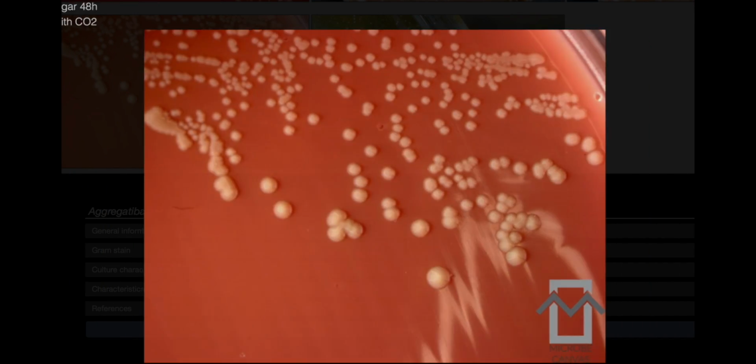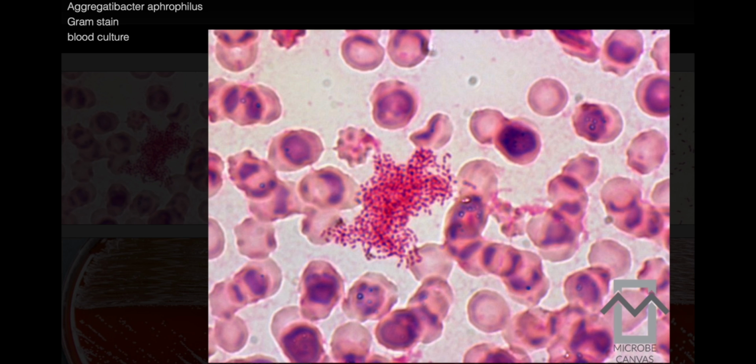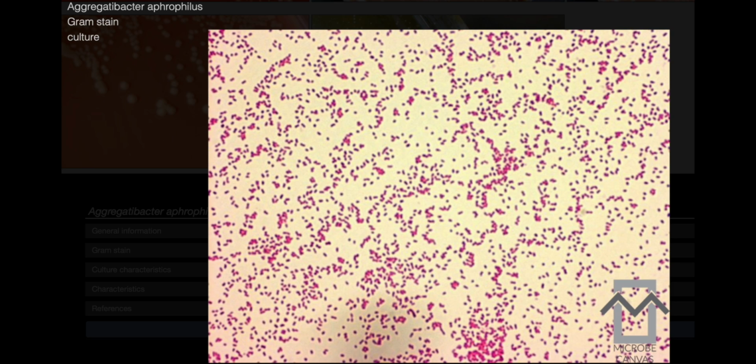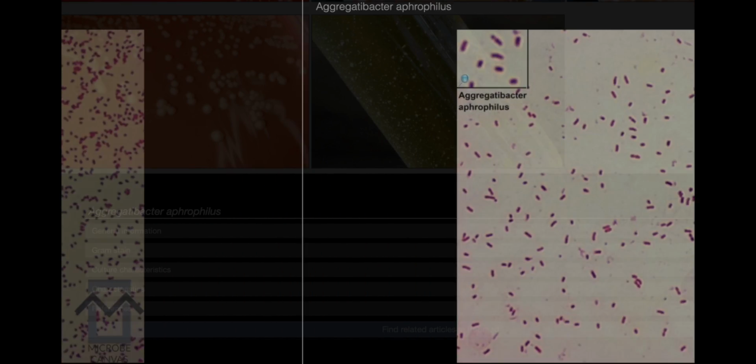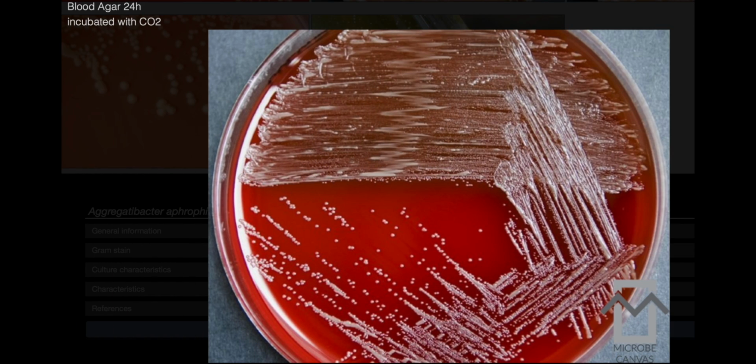When cultured in broth, Aggregatibacter aphrophilus initially forms characteristic granules that adhere to the bottom and sides of the tube, resembling tiny colonies. In subsequent cultures, this adherence diminishes, leading to a more uniform turbidity throughout the broth. Aggregatibacter aphrophilus does not grow on MacConkey agar, a selective medium often used to isolate gram-negative bacteria. However, it does exhibit growth on Brucella blood agar.